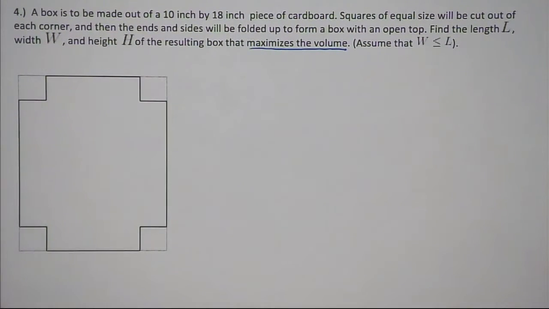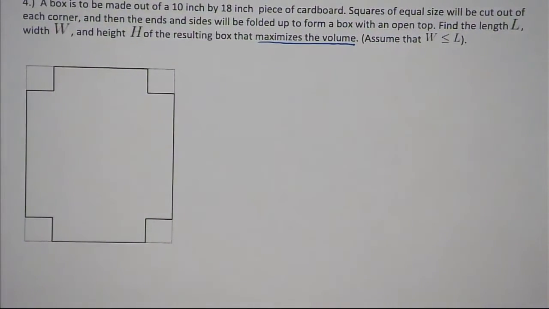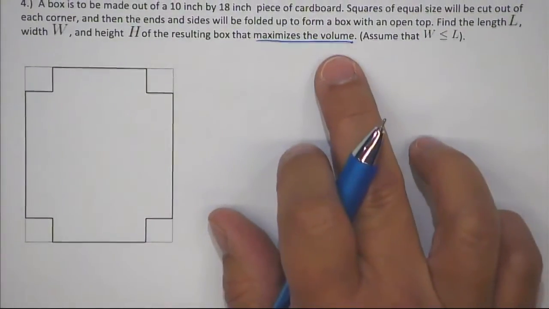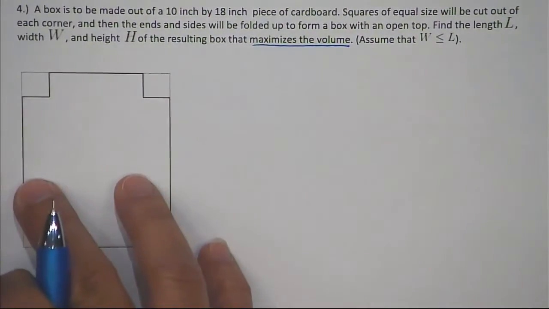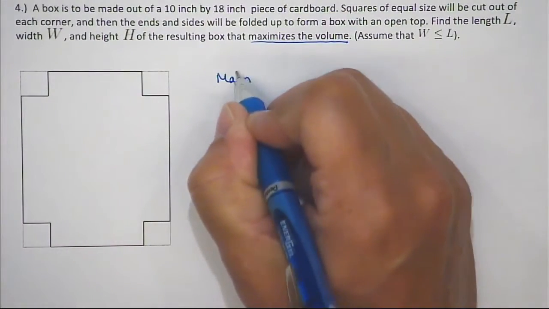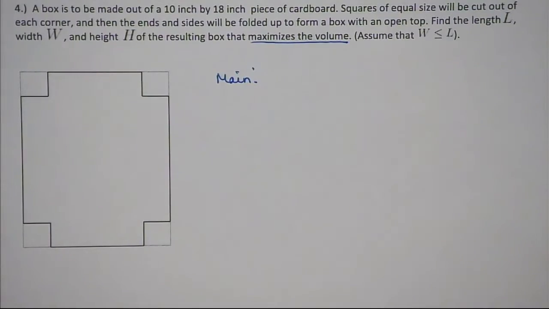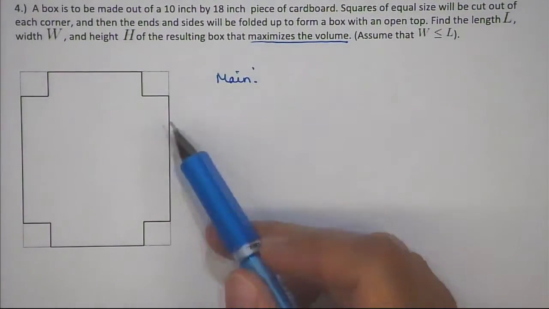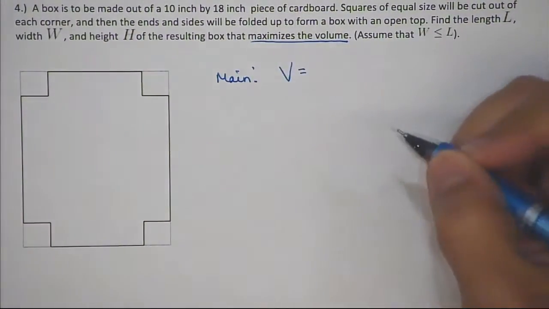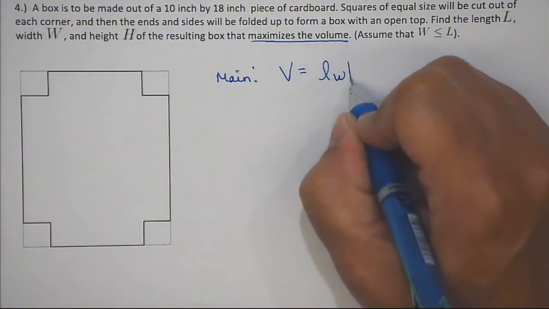That means our main objective equation that we want to solve will be the volume of a box. We're going to come up with our main equation, and this is why I don't write the words objective and constraint. I do main and secondary. So your main equation is going to be the volume. The volume of any three-dimensional prism is length times width times height, right?